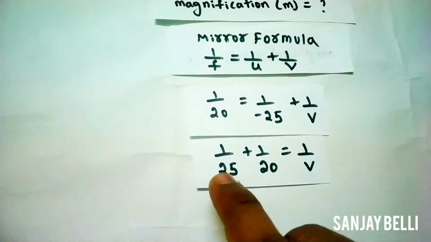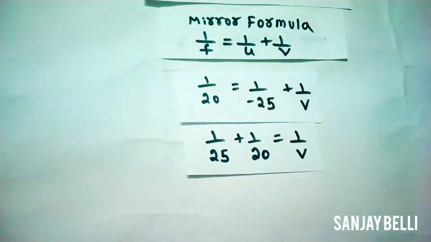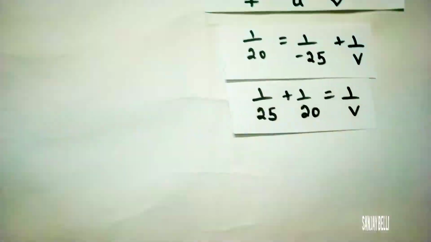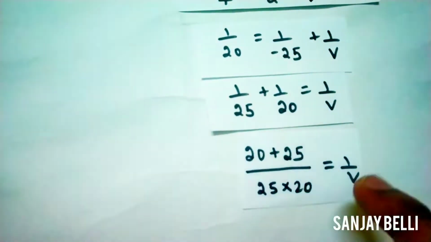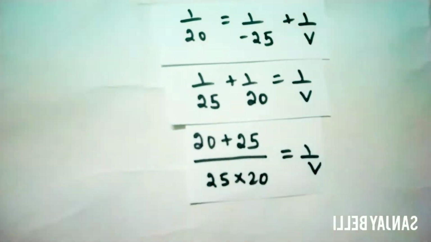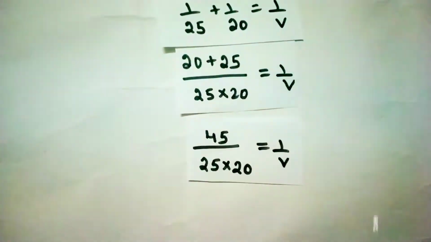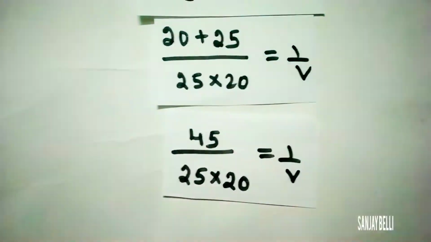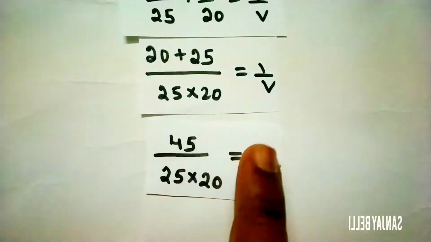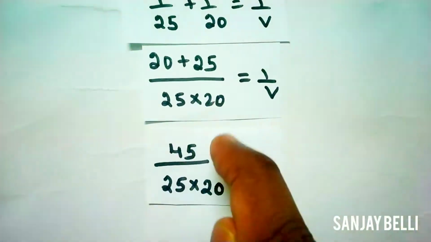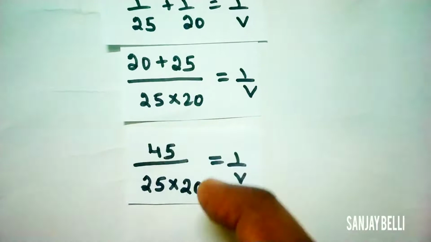Now you have to do the LCM. 25 into 20 at the denominator and 20 plus 25 at the numerator. Here you see, denominator 25 into 20, numerator 20 plus 25. So 20 plus 25 is nothing but 45. So 45 by 25 into 20 is equal to 1 by V. We can do simple cancellation: 5 nines are 45 and 5 fours are 20.